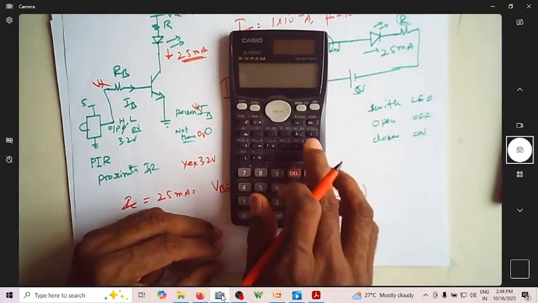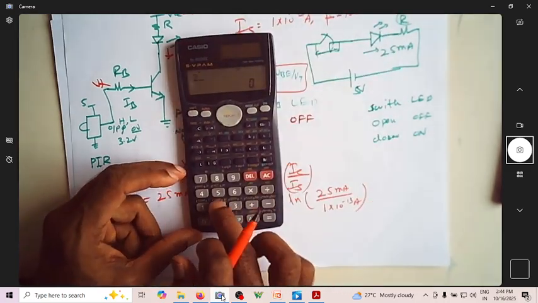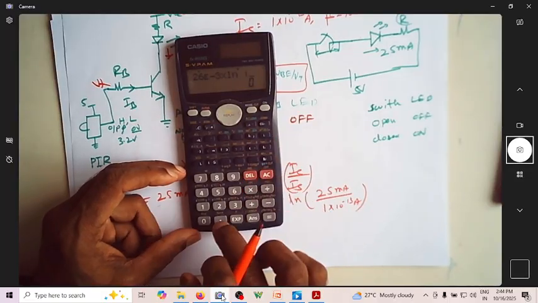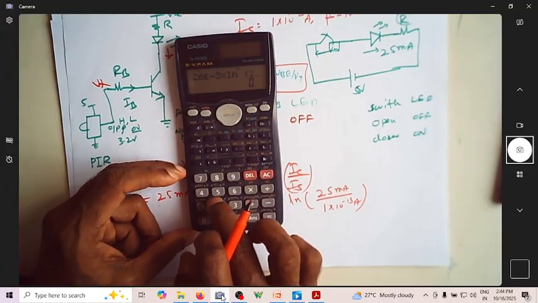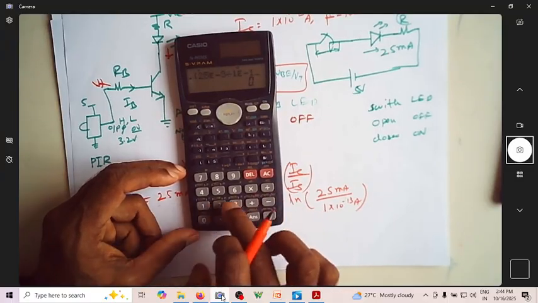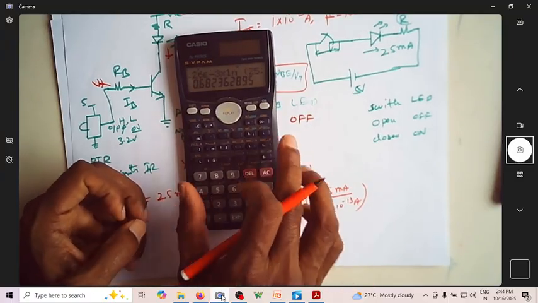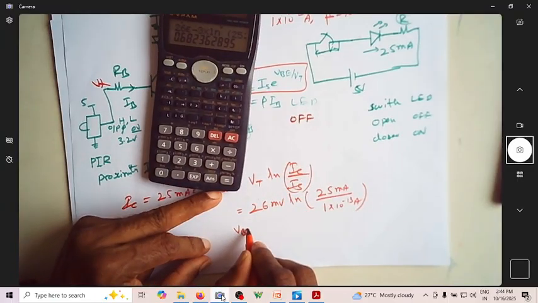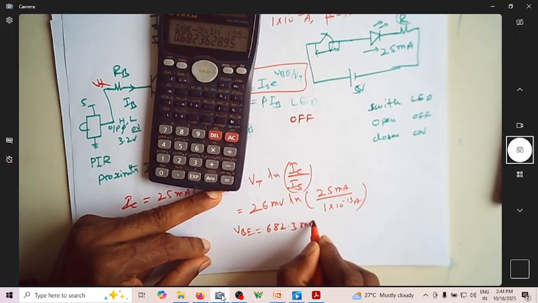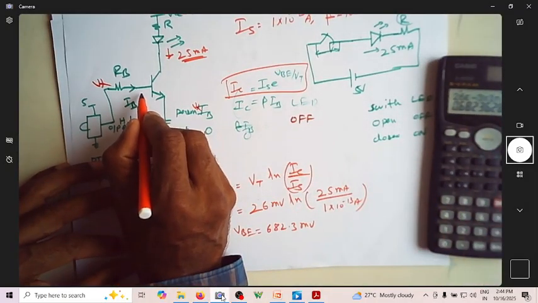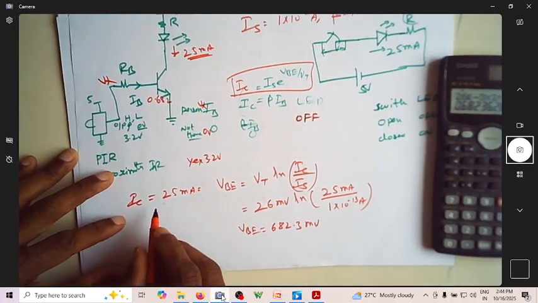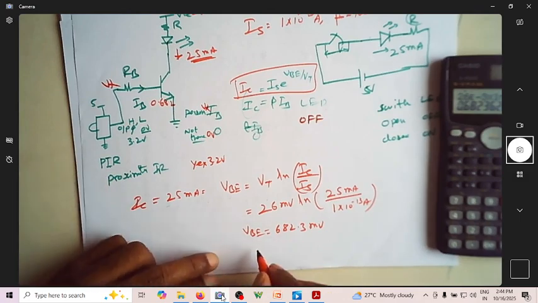If you find this ratio, it comes out to be 26 exponential of minus 3 ln of 1, sorry, 25 exponential of minus 3 divided by 1 exponential of minus 13. Can you see, you require a VB of 682.3 millivolt. So this is the voltage that is required. So you should require 0.68 volt here.